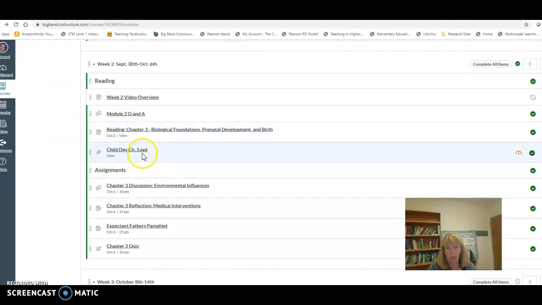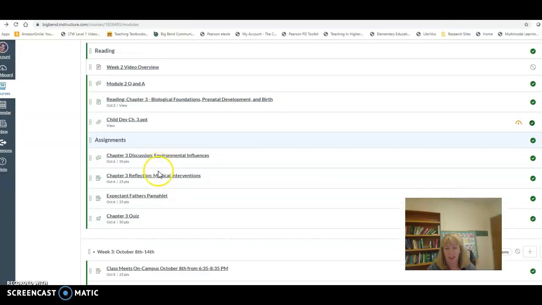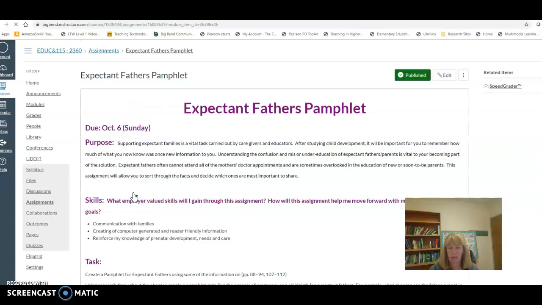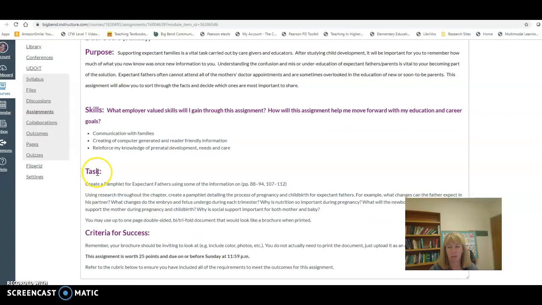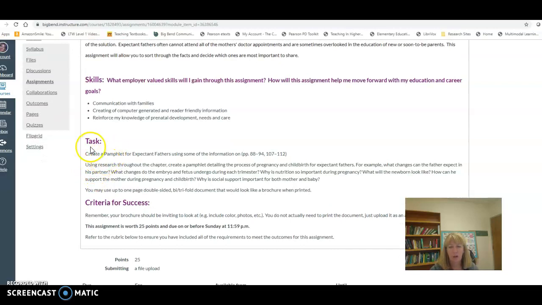All right, that was a lot of talking about that little assignment because it's not really that big of an assignment. Your larger assignment this week is this Expectant Fathers pamphlet. So if you click on that, it gives you tons of information. Again, I've done the purpose, skills, task, that whole set, so you can really understand what I'm looking for here. Okay, so you guys can read this. I'm not going to read it to you, but I'm going to jump down to the task. Create a pamphlet for expectant fathers using information, and it gives you some pages to turn to in your book.